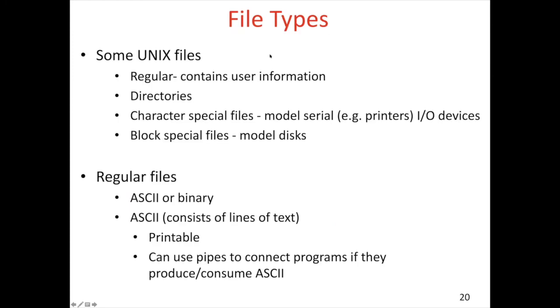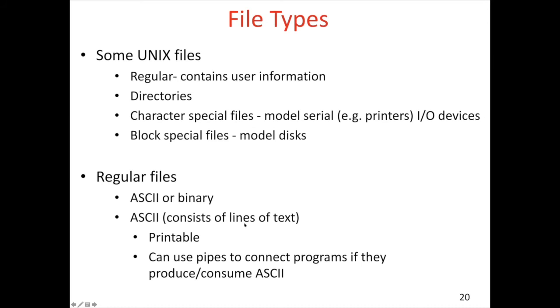File types. Some Unix files are as follows. Regular files contain user information, directories, character special files which model serial input-output devices, for example, printers, and block special files. This model disks. The regular files are ASCII or binary.